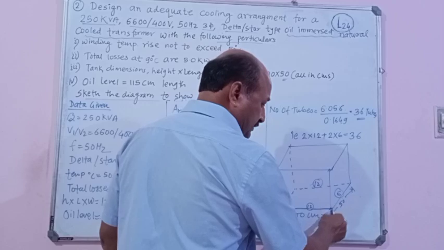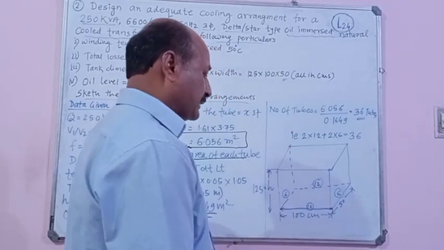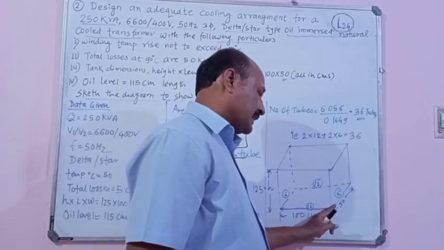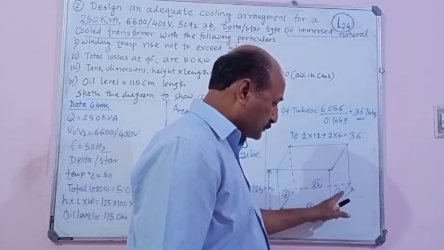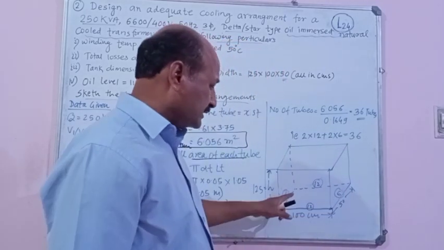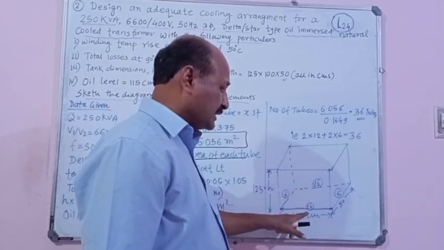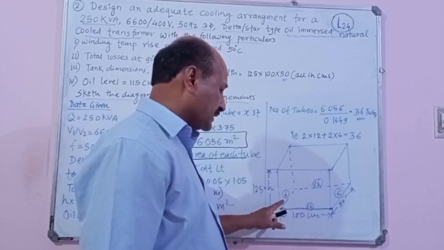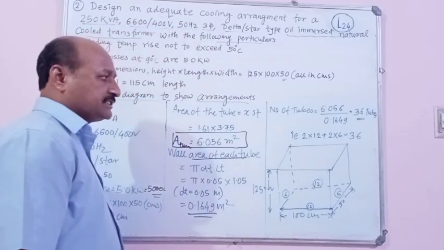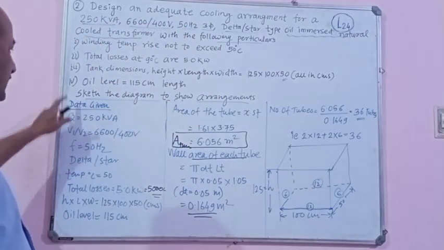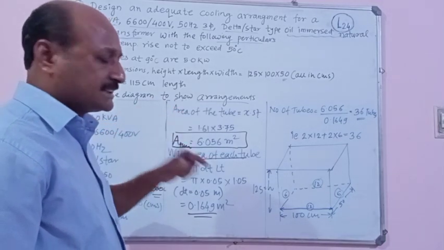Then this one is nothing but 50 centimeter. So 50 divided by 6 means what? At a distance of 7 centimeter or 8 centimeter, you can put 6 tubes. Similarly, on this space you can put 6 tubes. So 12 plus 12, that is 24, 24 plus 6, that is 30, 30 plus 6, that is 36. So in this way you can sketch the diagram showing the arrangement of the 36 tubes in a tank.